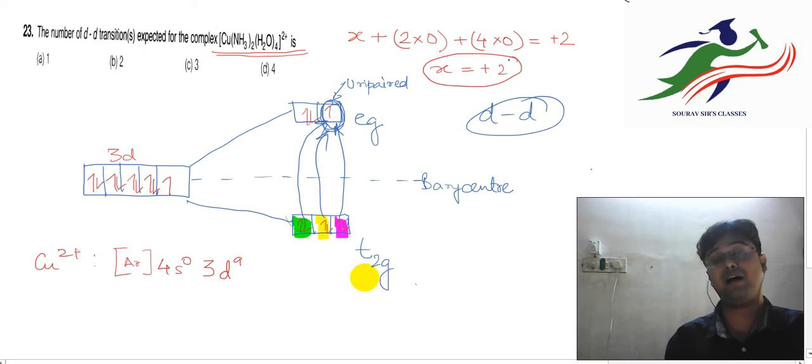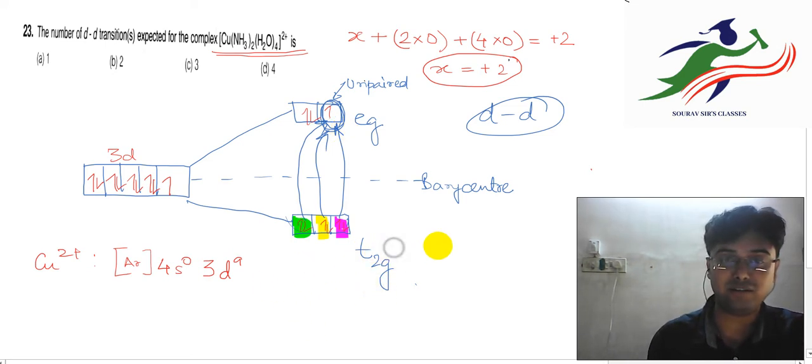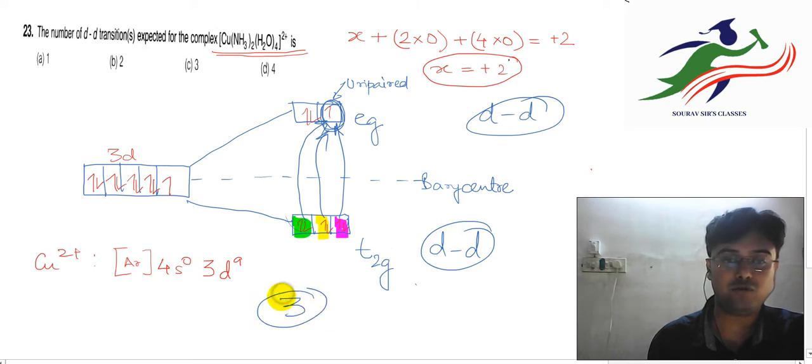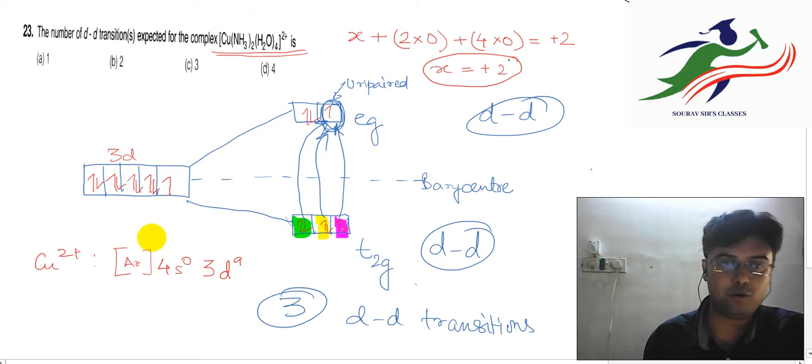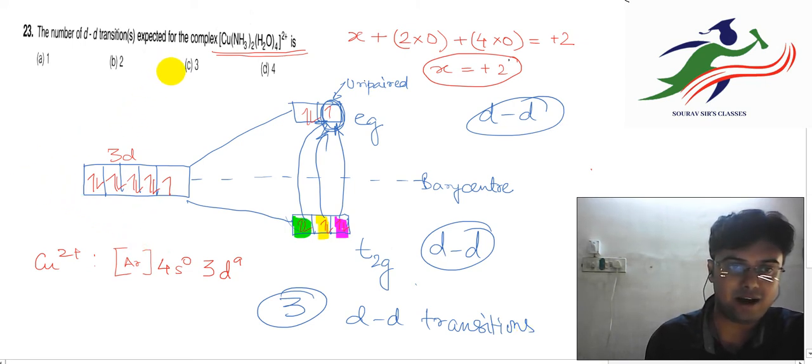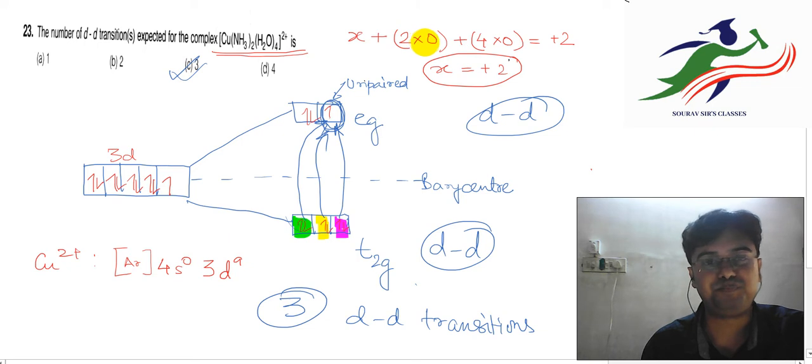So these are the 3 dd transitions that are possible over here. 3 dd transitions, because for transition of electrons, the spin must be absolutely anti-parallel. So this will be the correct answer, number C.